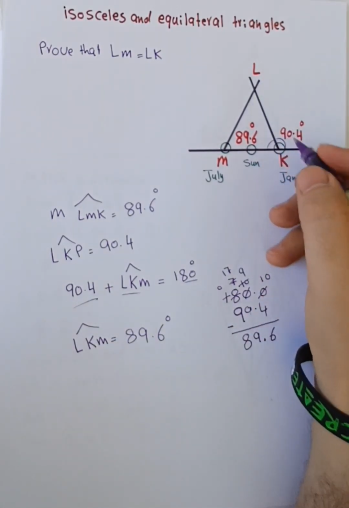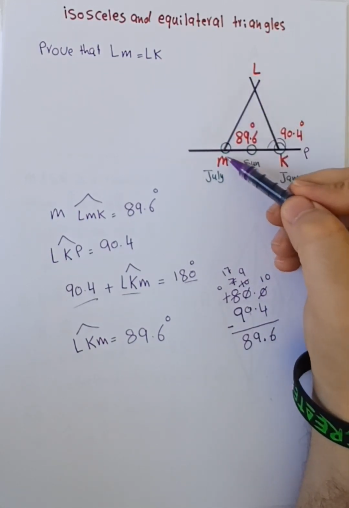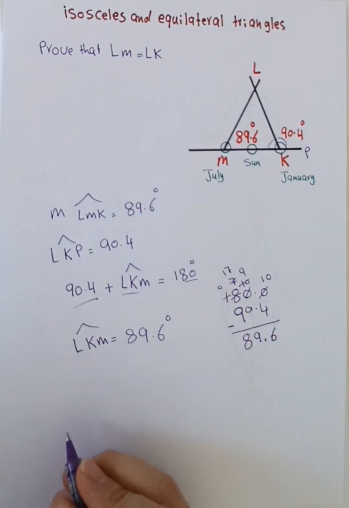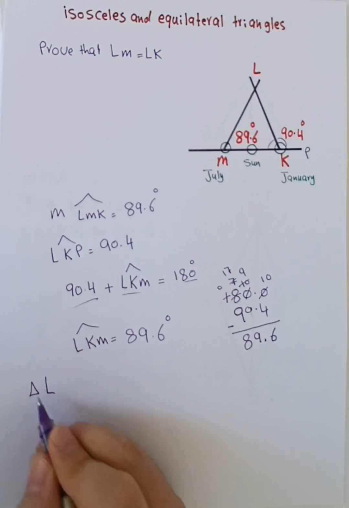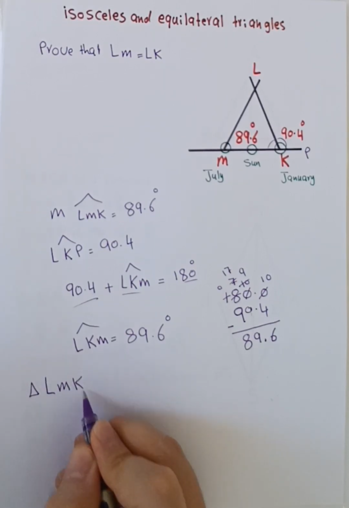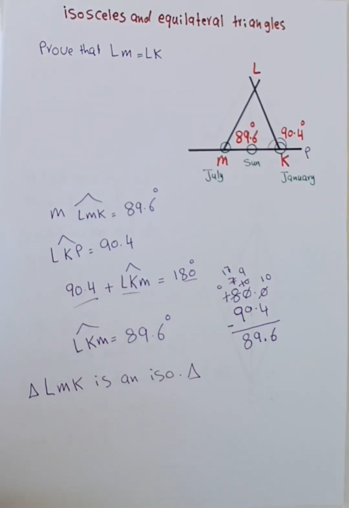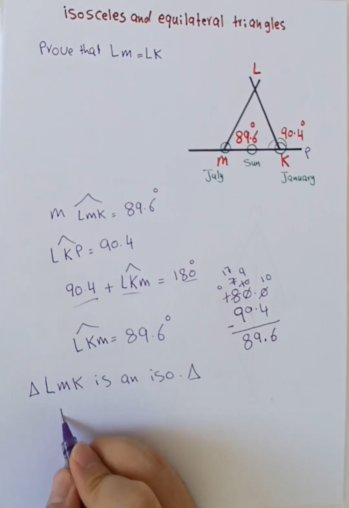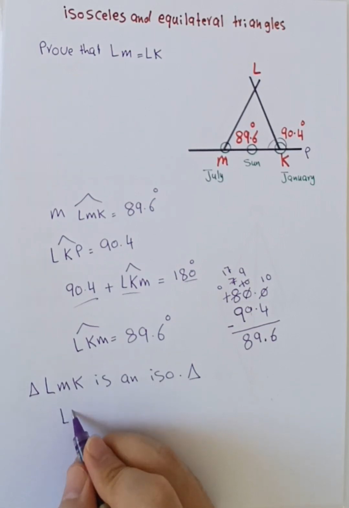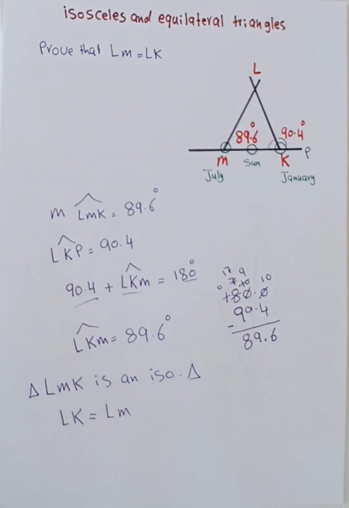So the measure of LKM is also equal to 89.6, and the measure of LMK is 89.6. It means the triangle LMK is an isosceles triangle. The base angles are congruent. So we can say the length LK equals the length LM.